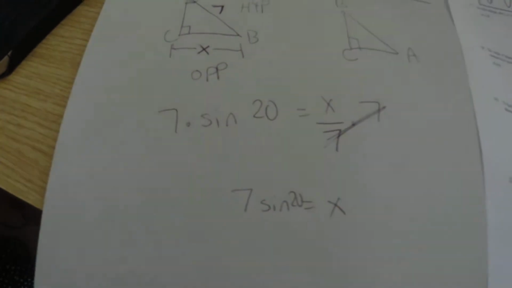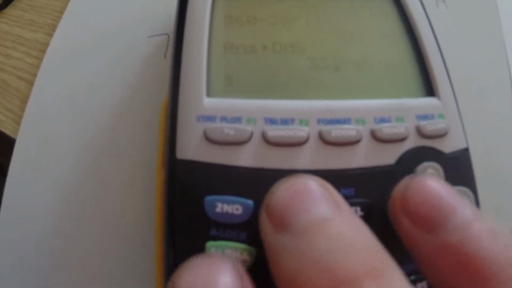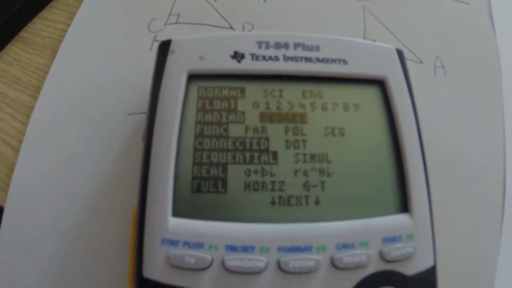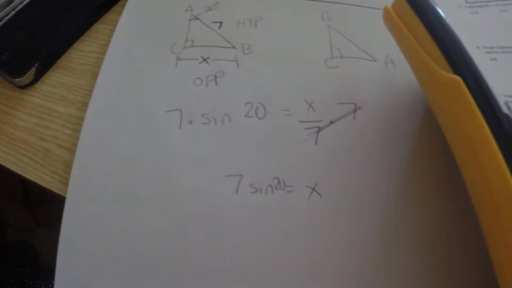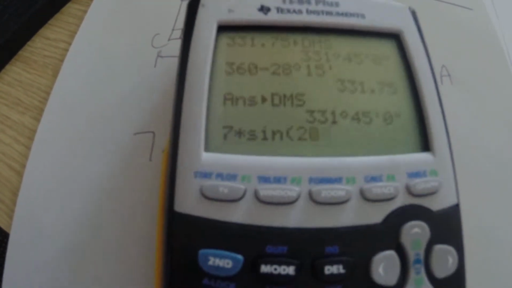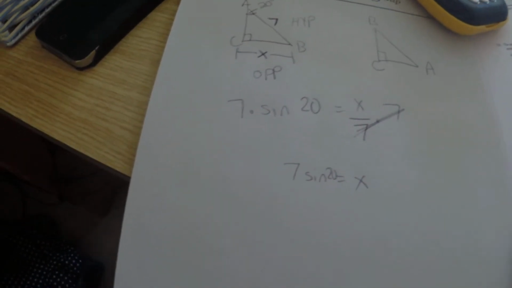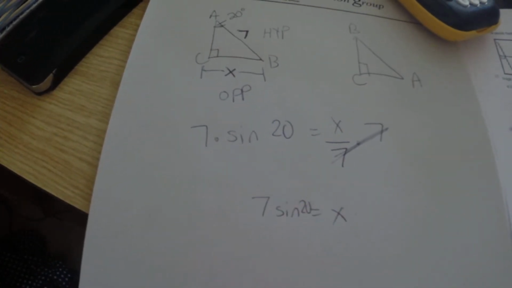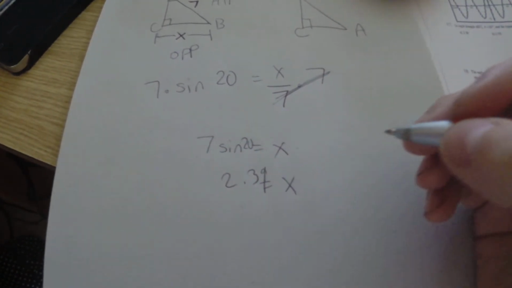So I grab my calculator. Now, very important, before you start doing all this math, you want to hit mode, and you see how my calculator is in radians? Not a good thing if I'm playing in degrees, so put it in degrees, and then just type it in. So we said 7 sine 20, so 7 times sine 20, and when I solve this I get 2.39. So x equals 2.39. Okay? And that would be answer choice A.